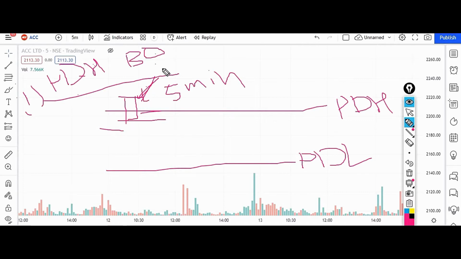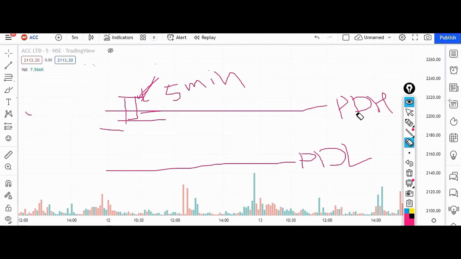Our target will be the next resistance, or else you can trail your stop loss to maximize your profits. Write down, this is the first case. There are 4 scenarios, and the first one is PDH breakout. If the candle closes above PDH, we go for a buy and put the stop loss below, and our target will be the next resistance, or we can trail our stop loss to maximize profits.